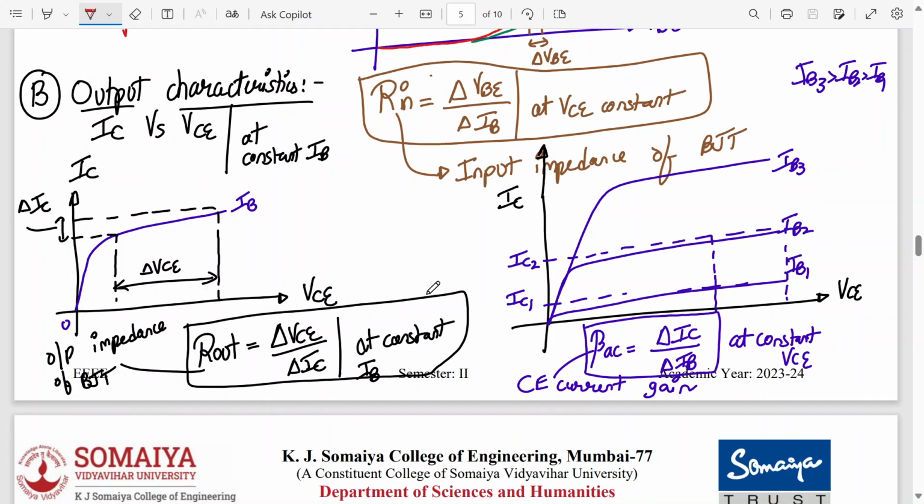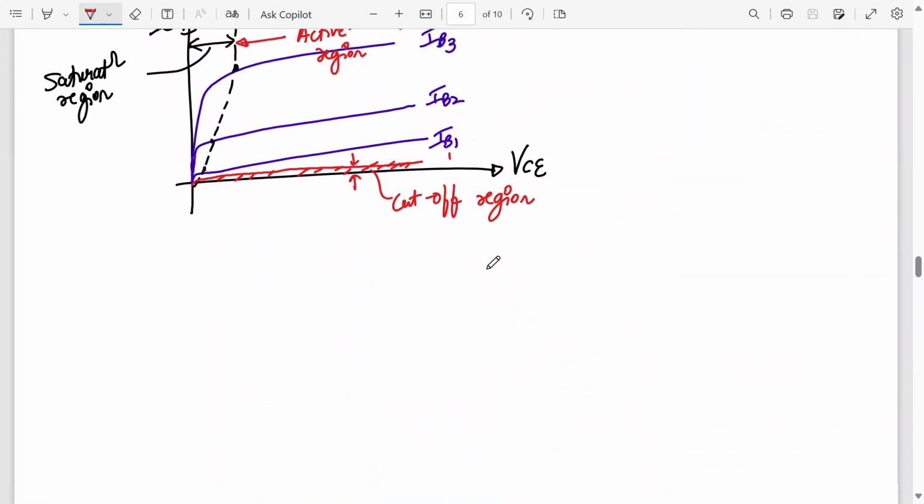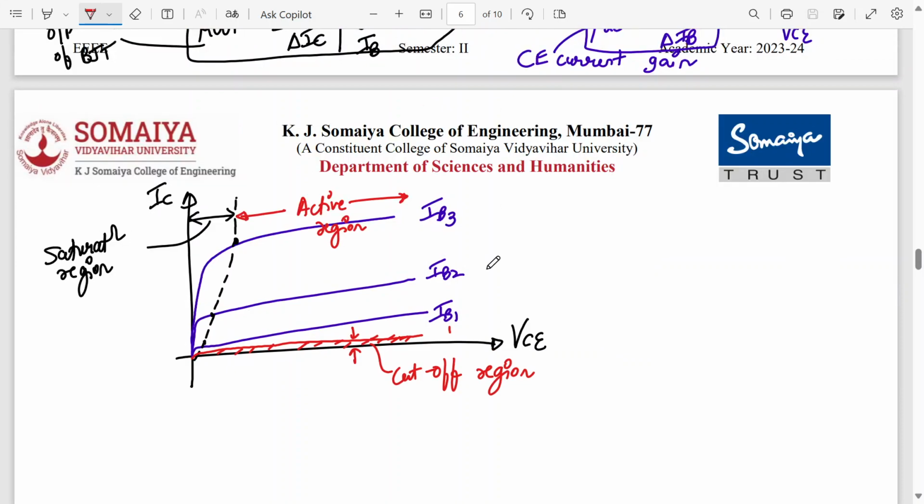Completed this, everyone? Just 5 more minutes. Completed the drawings, input and output characteristics.